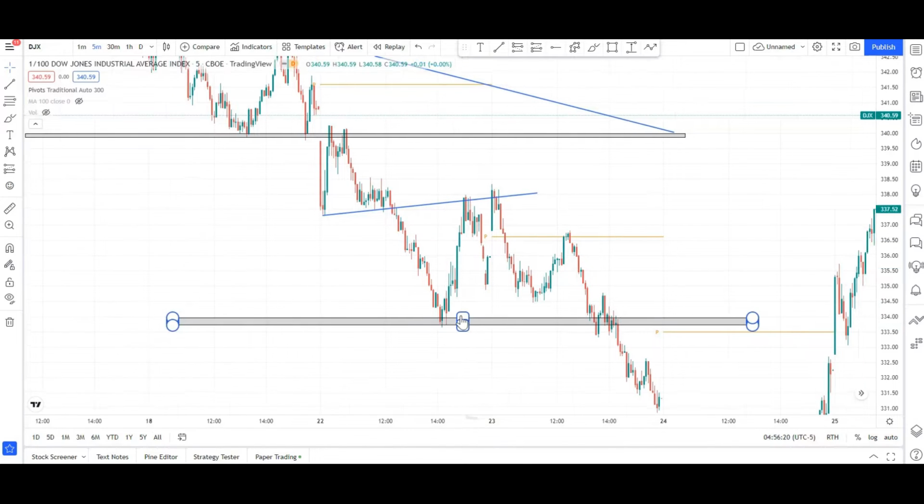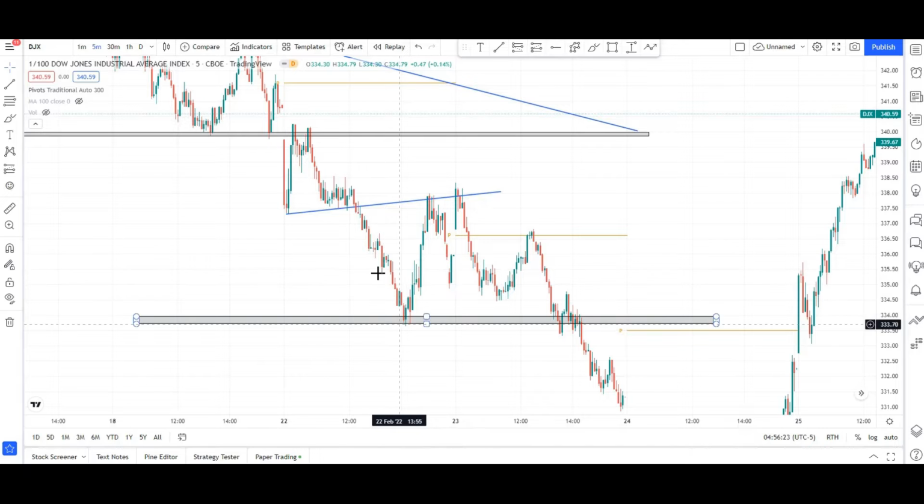Okay guys, this is enough. 1:4 at least you have gained here. Okay guys, this is one of the major supporting areas because here only it turns around. After that you can see that once again it came here and came down once again.